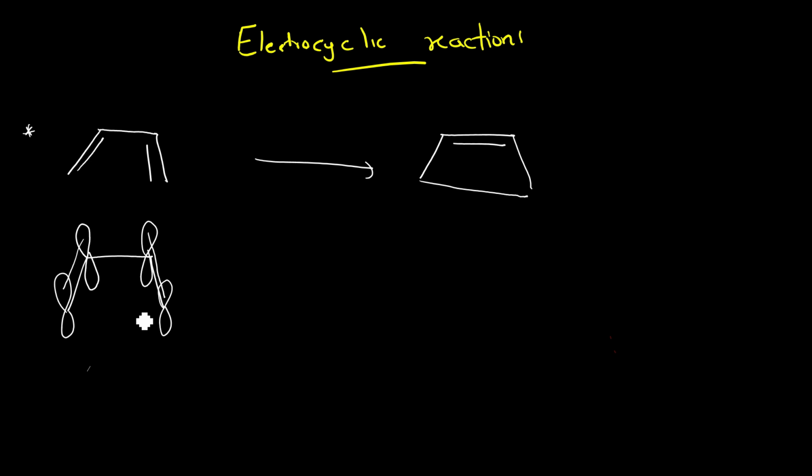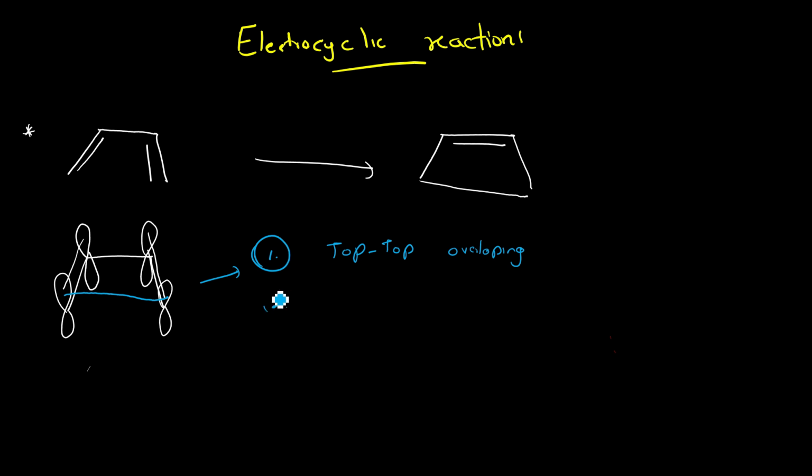There are four main ways that this new sigma bond can be formed. The first way: look at this orbital and this orbital, these two are going to overlap with each other. The top part is going to overlap with the top part of the other orbital, so we call this top overlap.